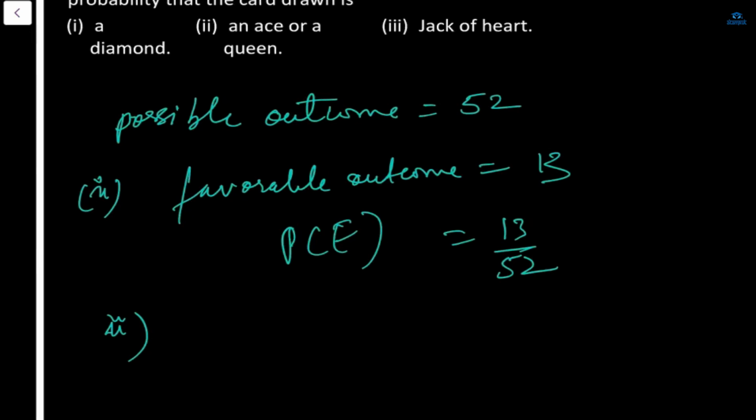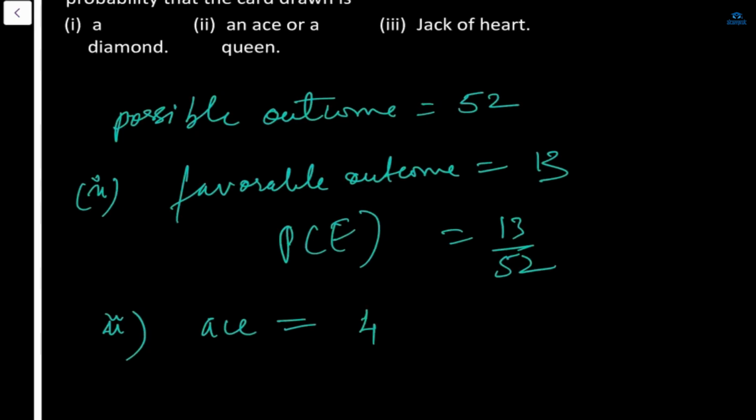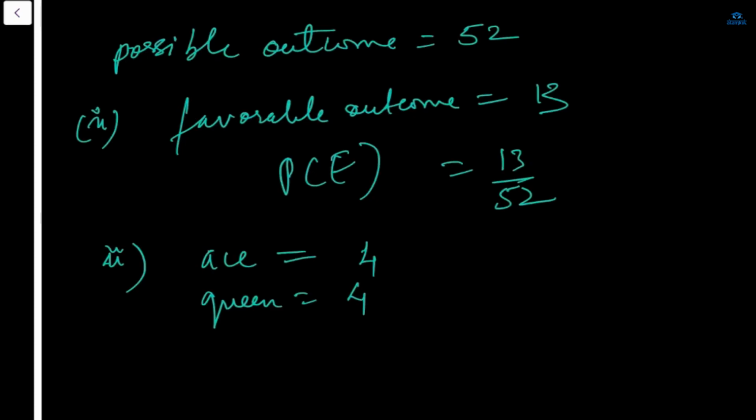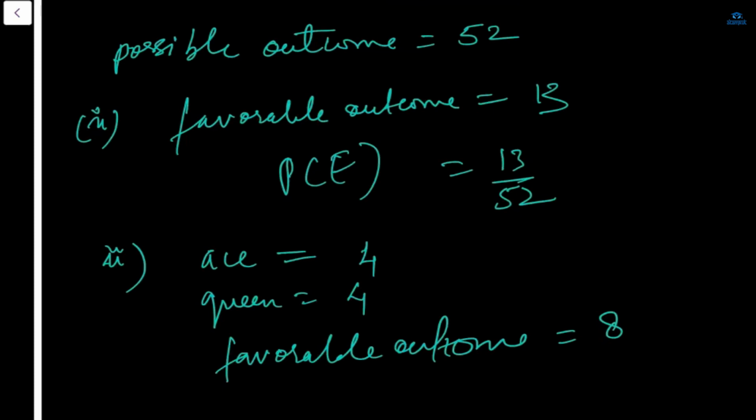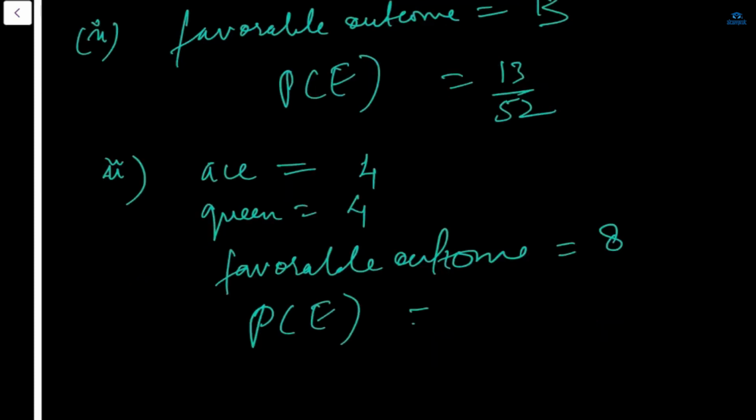Yeah, club. Okay. So each one of them has one ace. So the total number of aces will be 4, and similarly, queens will also be 4. So the favorable outcome will be equal to 8. Now the probability of getting an ace or a queen will be what? 8 upon 52. Understood?